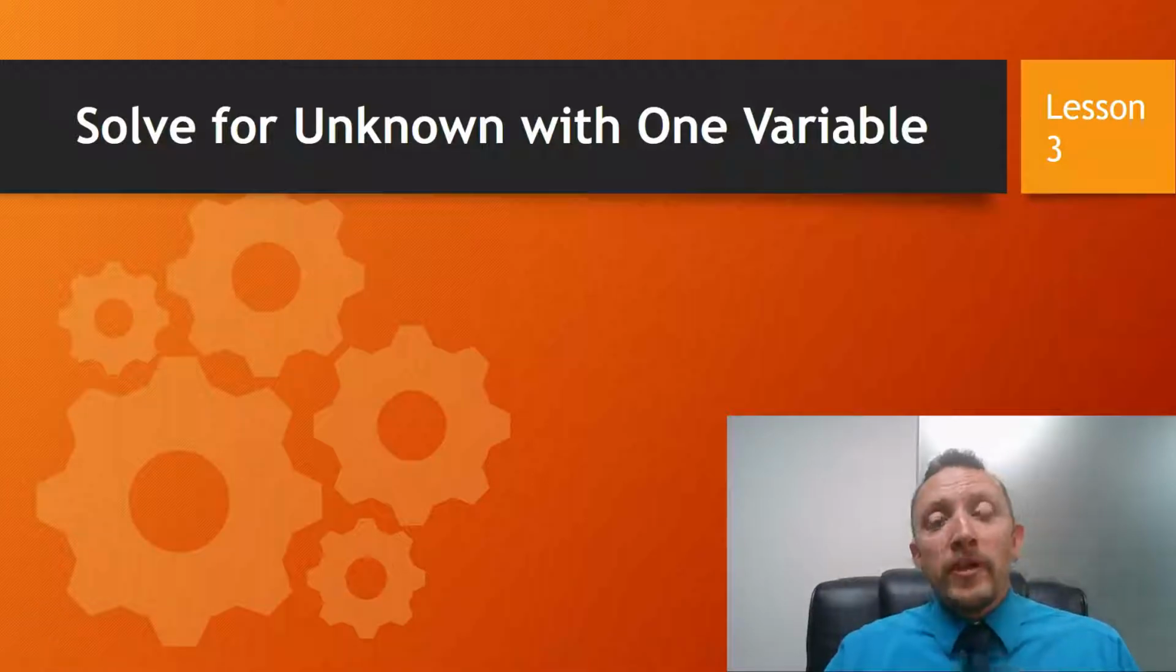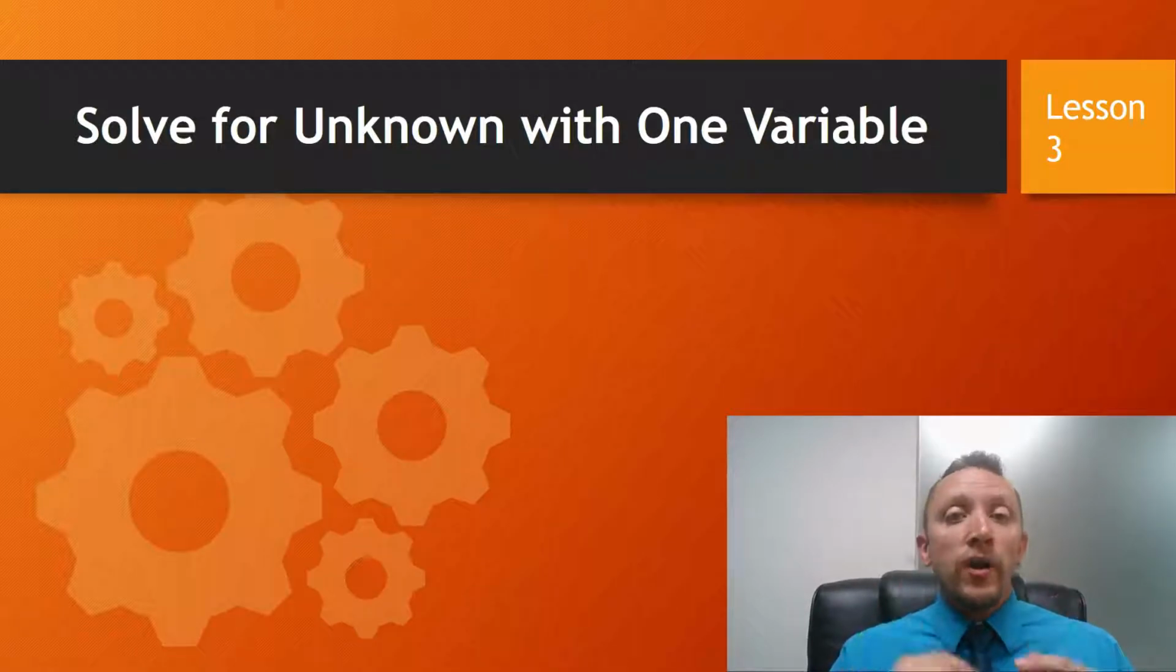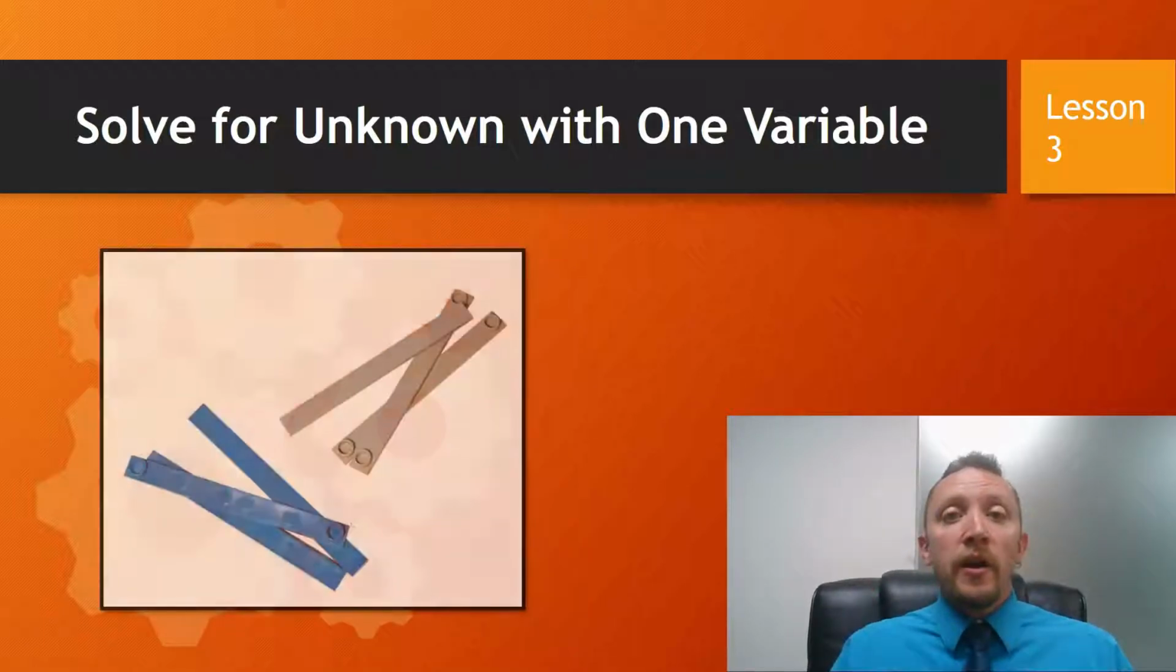All right. Well, in this lesson, we're going to be looking at what's called solving for an unknown when there's only one variable. Okay, so we're going to be solving basically for a variable. We'll call that variable x. But to begin with, I want to talk about something.